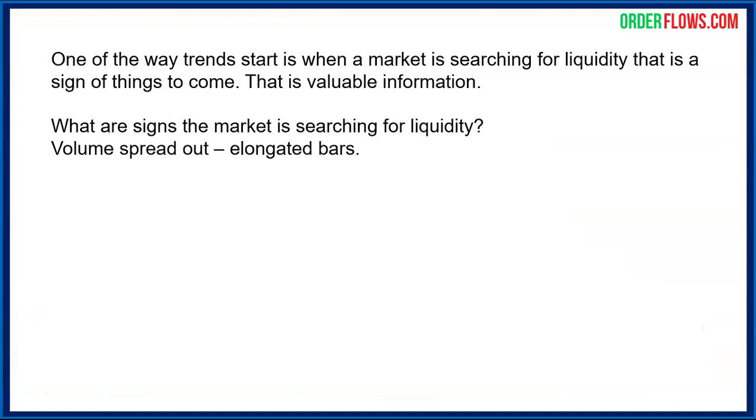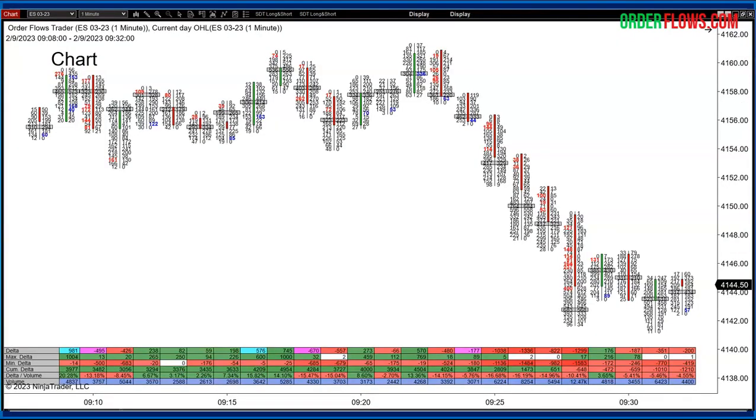So one of the ways trends start is when a market is searching for liquidity, and that's a sign of things to come. And this is valuable information, right? Markets are moving because they're looking for liquidity. Maybe they were in this area. Everyone was happy to trade back and forth. Everyone thinks, well, the market's found its liquidity, it's found its balance.